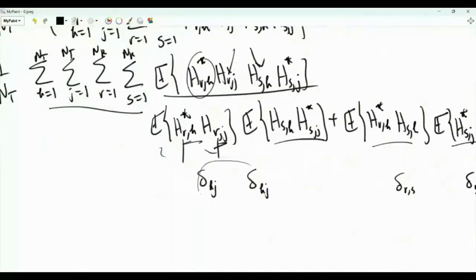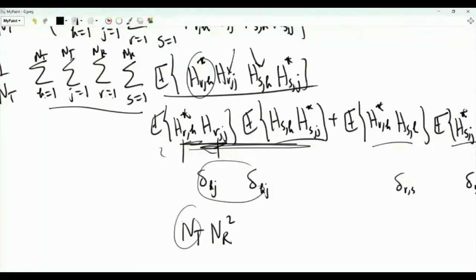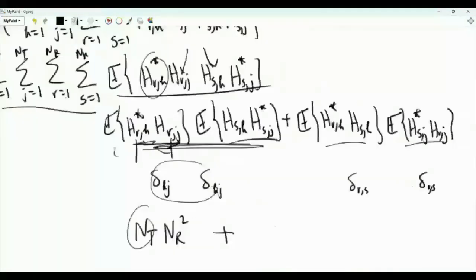When we apply these four sums to delta kj, it means that index k must be equal to index j. But r and s can be anything. When we apply the four sums to the product of these two expectations, we will get nt times nr squared. Because r goes from 1 to nr, s goes from 1 to nr, and k and j go from 1 to nt, but they must be the same so that we don't get a zero answer. We get unity. Therefore, we get nt. This corresponds to k equal to j equal to 1, k equal to j equal to 2, all the way to k equal to j equal to nt.